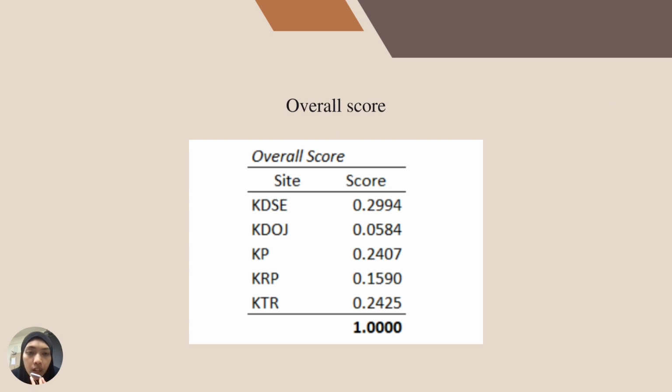And then here we have the overall score for each site. For KDSE, we have 0.2994, KDOJ 0.0585, College Perdana 0.2407, KRP 0.15090, and lastly KTR 0.2425. Same as the previous calculation, the total overall score is equal to 1.